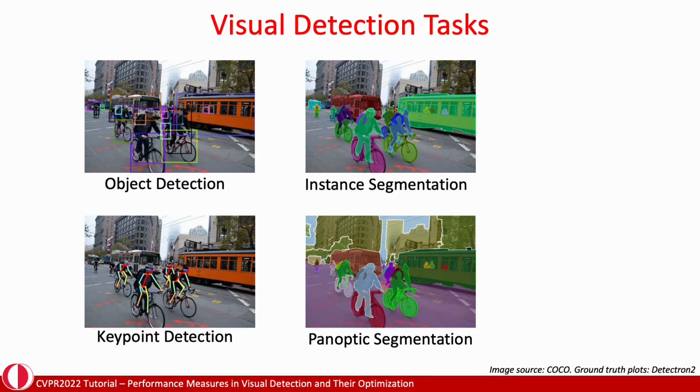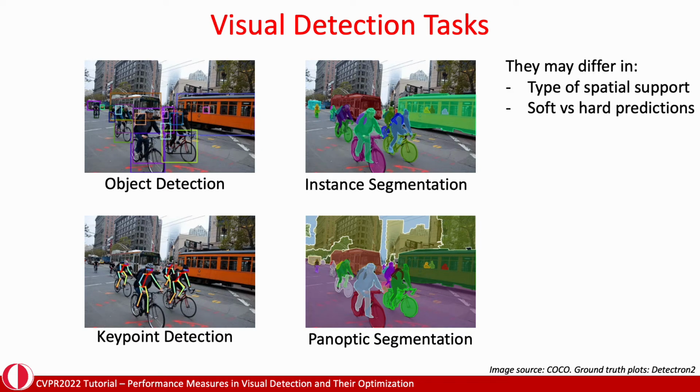Instance segmentation uses a dense pixel-wise labeling, and objects are marked with arbitrary shaped regions. And finally, panoptic segmentation combines instance segmentation and semantic segmentation. Individual object instances are segmented and given separate IDs, and in addition, background classes such as road, sky, building, trees, etc. are segmented.